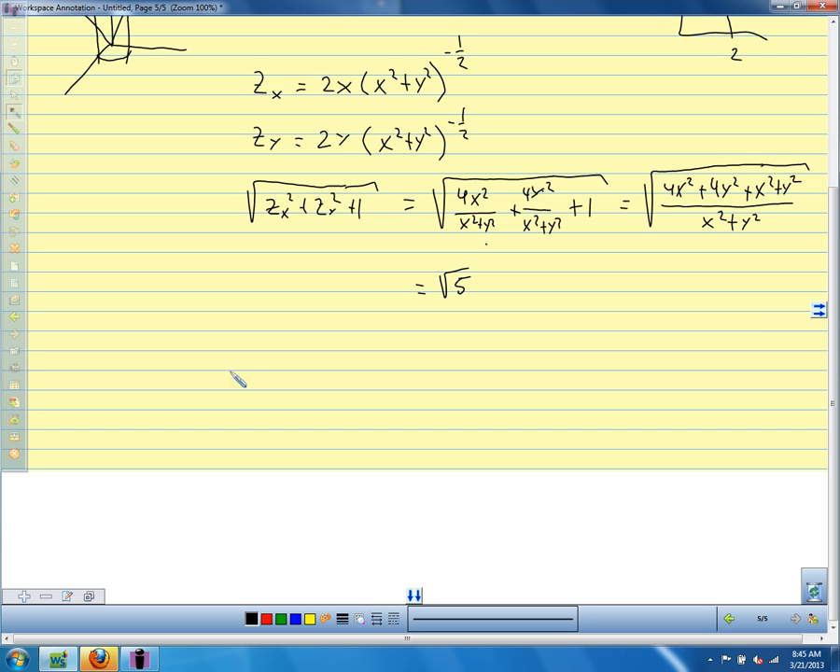And then in polar coordinates, our surface area is going to be the integral from 0 to 2 pi, the integral from 0 to 2 of square root of 5 r dr d theta, and evaluated over this it is just square root of 5 times the area of the circle.